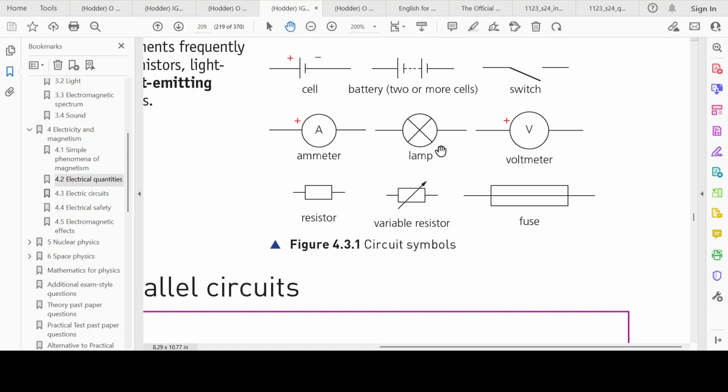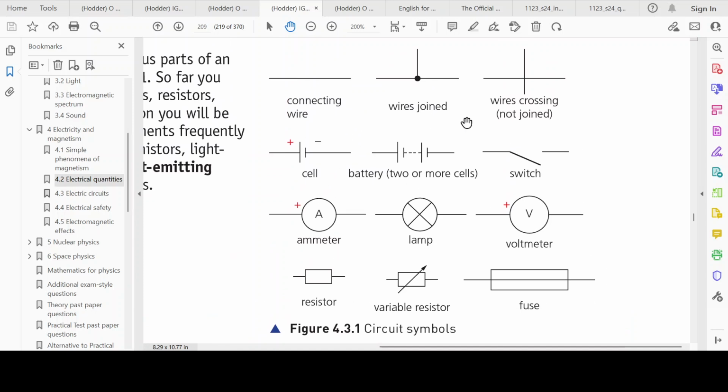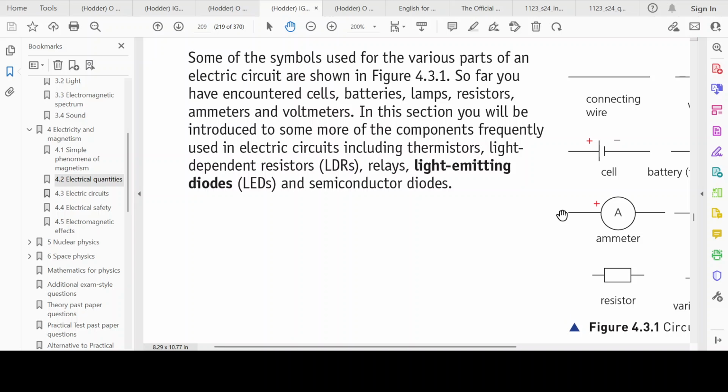A lamp is a circle with a cross in it, so that is a lamp. A resistor is basically a rectangle with the wires going in and out. A variable resistor is the same with a diagonal arrow going from the lower left to the upper right. And a fuse is a rectangle with the line going all the way through it. So these are how many? These are 12 symbols, circuit symbols that we need to be familiar with. And then some that will come in later.